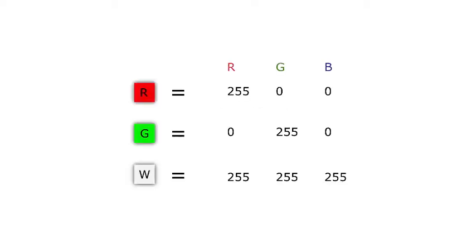So for the red color, R equals 255, G equals 0, and B equals 0. For green, R equals 0, G equals 255, and B equals 0. For white color, R equals 255, G equals 255, and B equals 255.